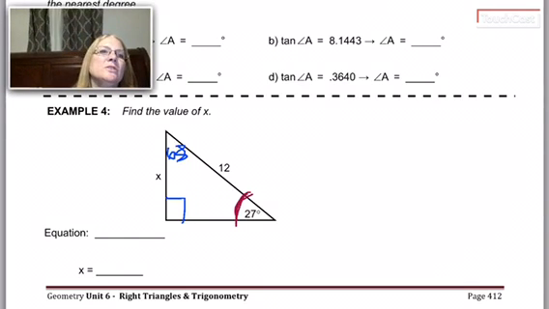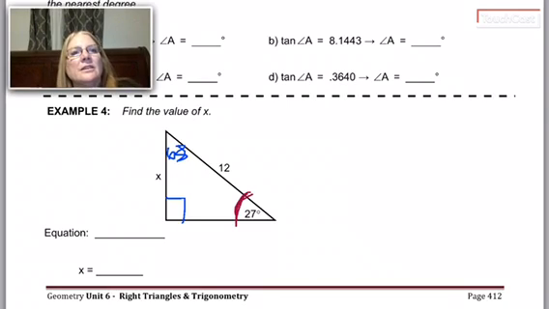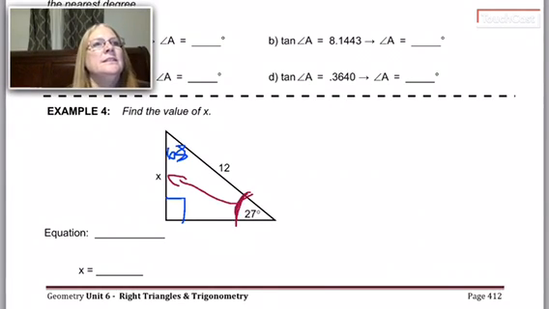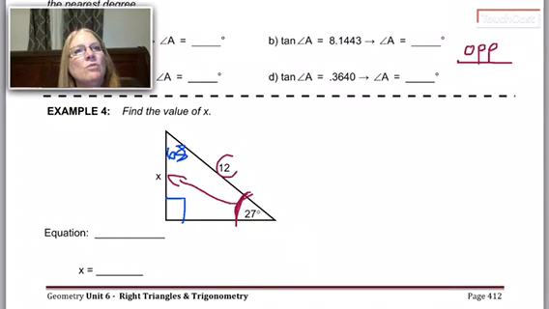Okay, so if I'm using the 27 degree angle, where is my x in relationship to that angle? Is it the opposite side, the adjacent side, or the hypotenuse? Okay, so in this, x is the opposite side. Now, they have to give us one measurement. Well, the measurement that they give us is 12. Well, 12 is my hypotenuse.